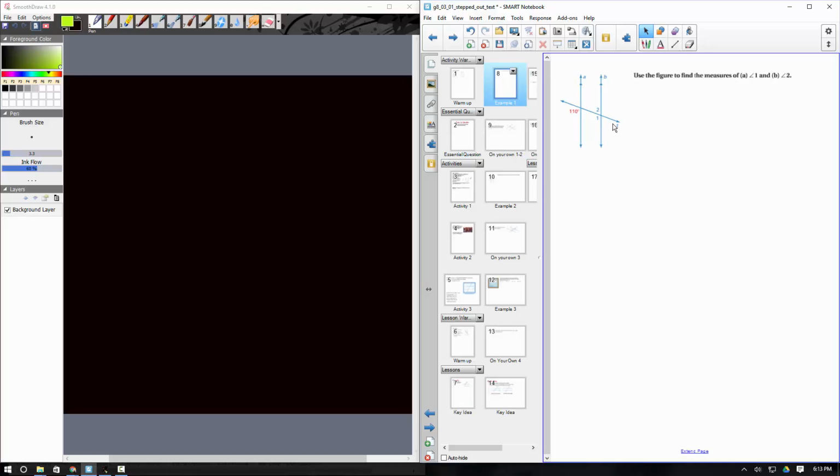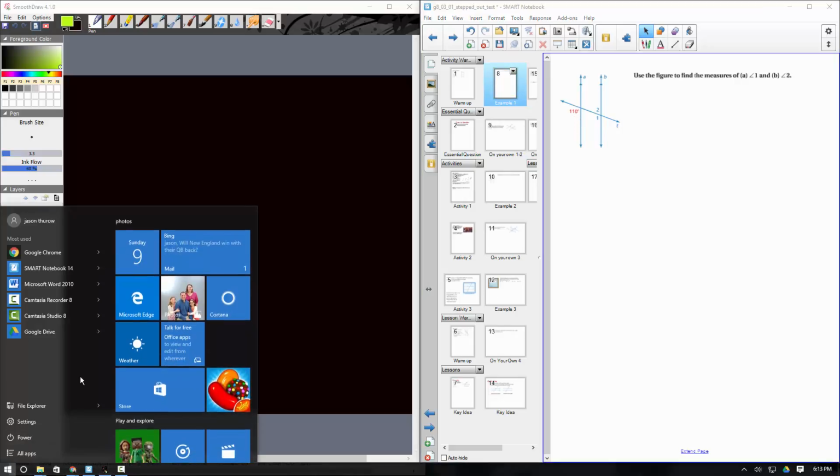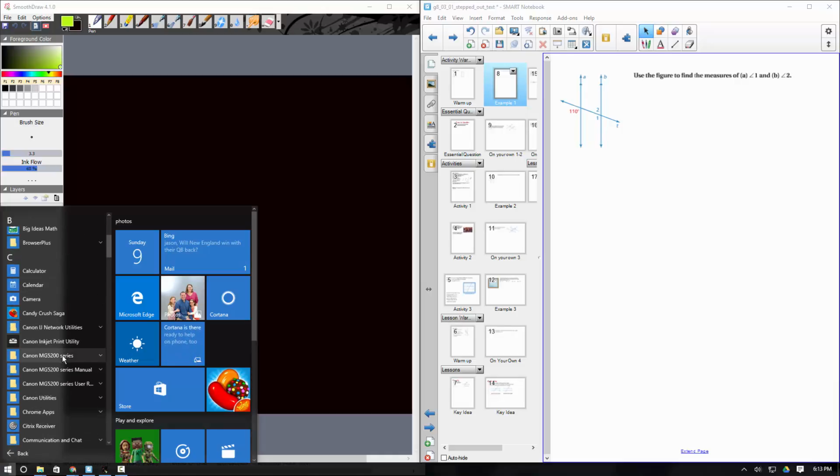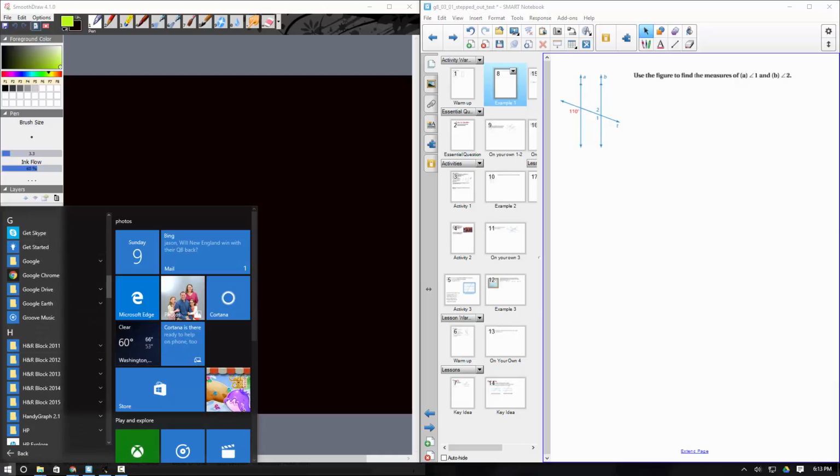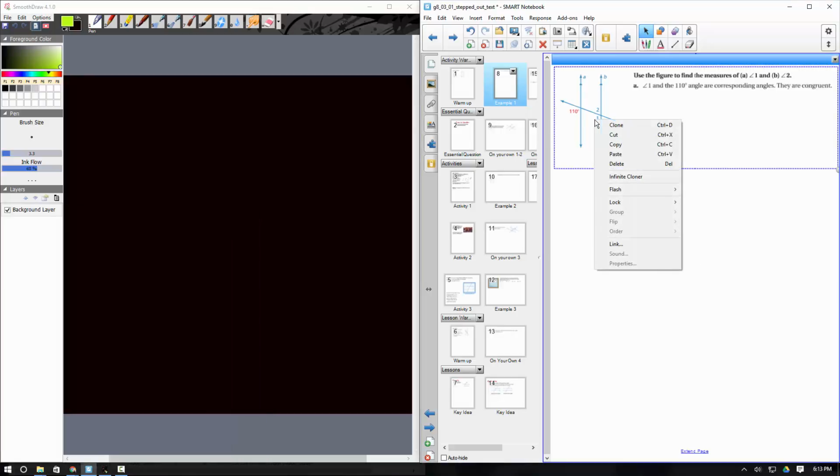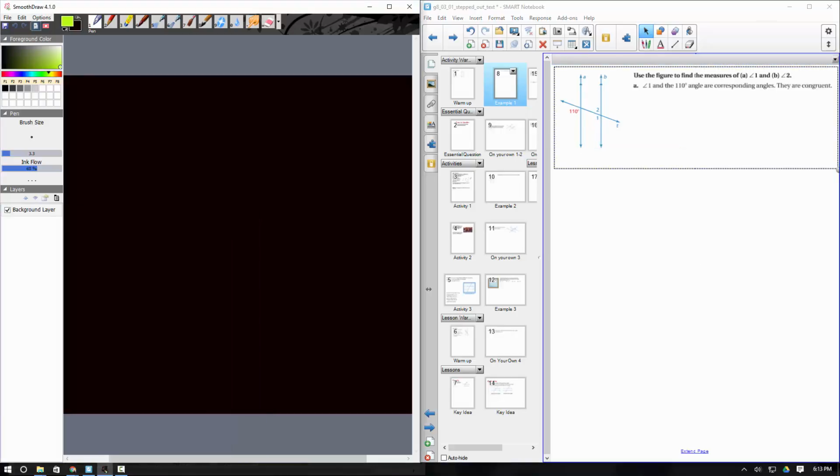So here's an example. Now I have 110 here, and we know that any straight line is equal to 180 degrees. So let's just very quickly go through and do this. If this is 110, I know that this other one has got to be 70. So let's put that down. I'll put down 70.